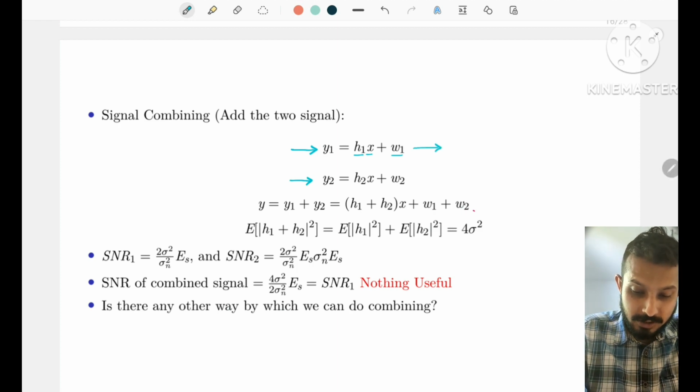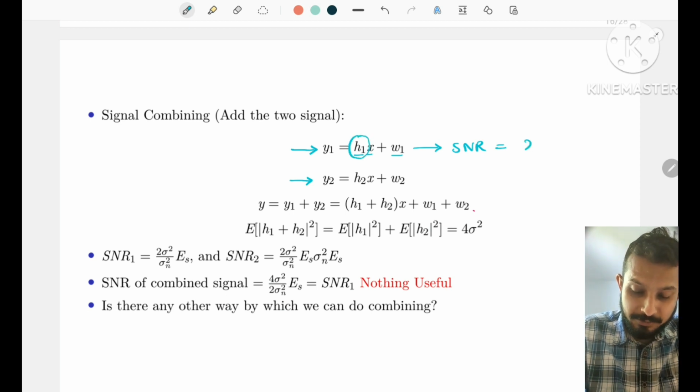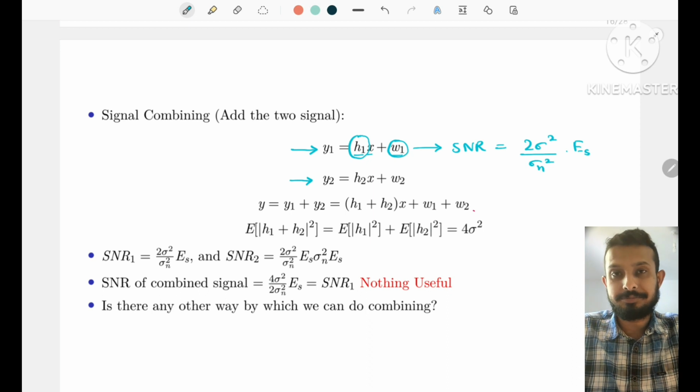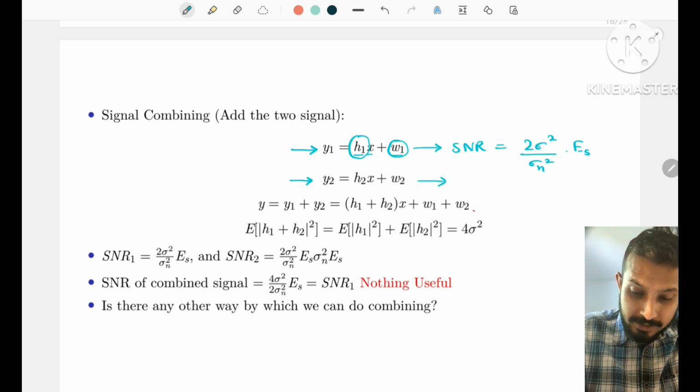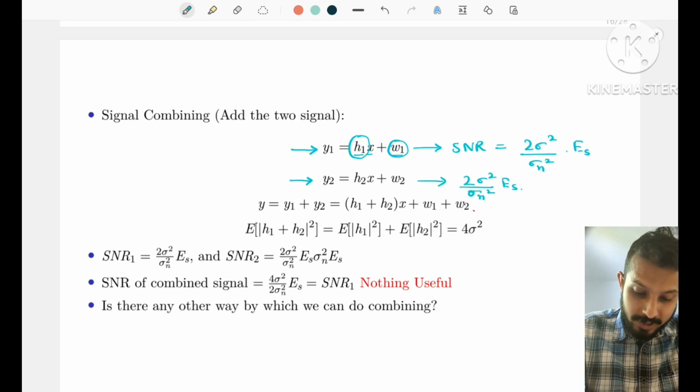For antenna element 1, the SNR is the signal power divided by the noise power. The signal power, that means the variance of h1, is equal to 2 sigma square. Then we have the variance corresponding to the noise, which is sigma n square, times Es, the signal power. Similarly, we get the same for the signal at the second receiving element, 2 sigma square upon sigma n square times Es. Now we will try to compute the SNR of the combined signal.